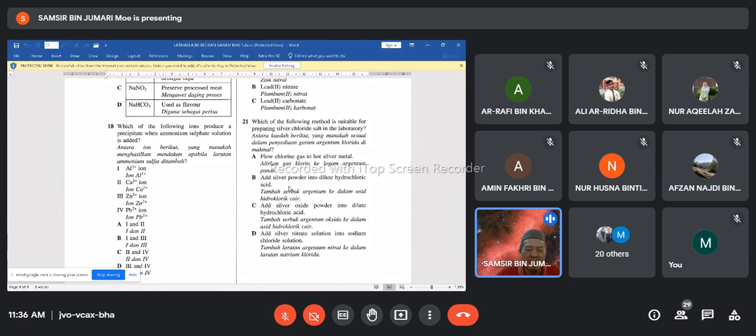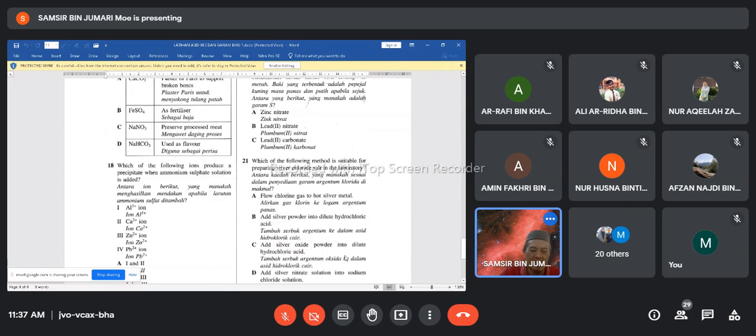Same as when we use copper. Copper is also a very unreactive metal, so it cannot react with hydrochloric acid or any acid. So the most possible reaction and very suitable way to prepare the silver chloride is D, solution and solution.